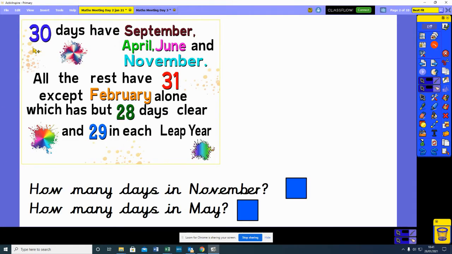Okay, we're going to start with our months of the year. Sing along with me. 30 days have September, April, June and November. All the rest have 31 except February alone, which has but 28 days clear and 29 in each leap year. We have two questions for you here. How many days in November? How many days in May? Okay, I'm going to pause the video for you to write your answers on your sheet.